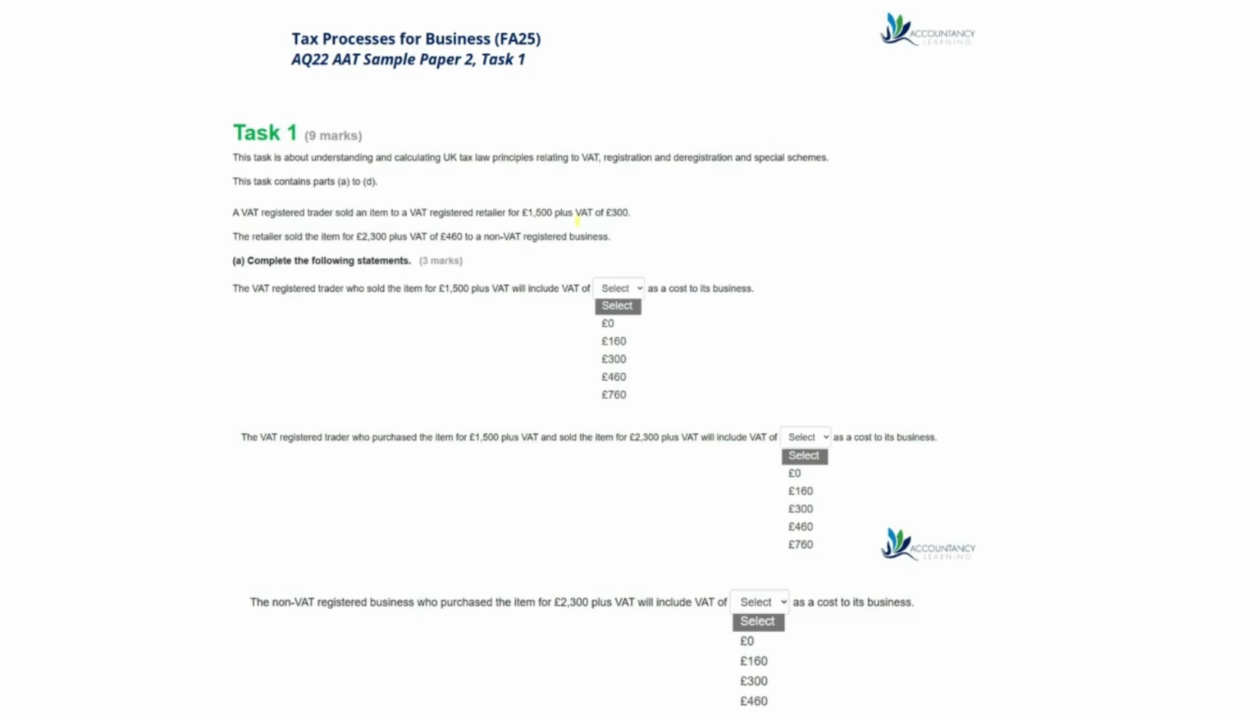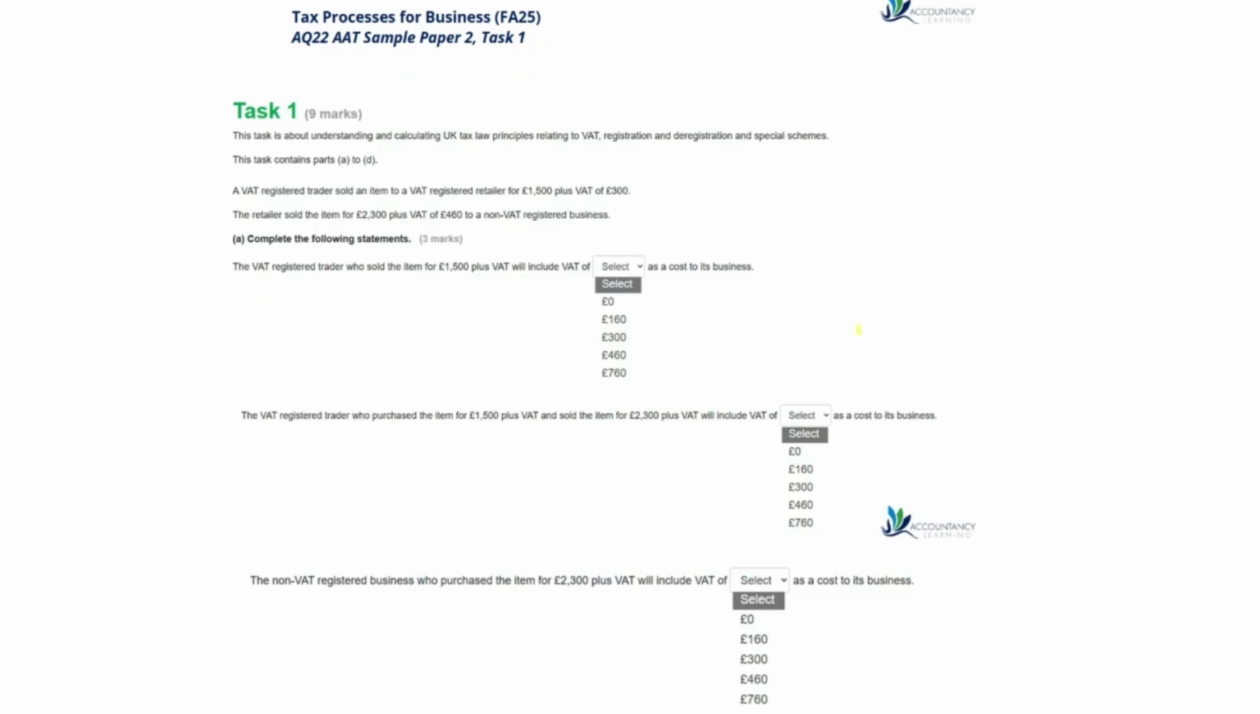So we're told that a VAT registered trader sold an item to a VAT registered retailer for $1,500 plus VAT of $300. The retailer sold the item for $2,300 plus VAT of $460 to a non-VAT registered business. Now we've got some statements to complete.